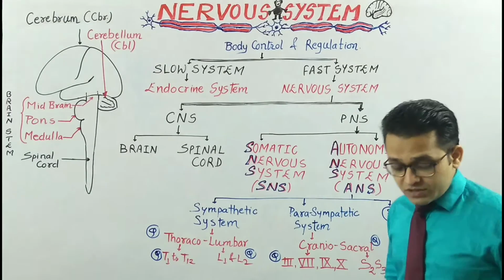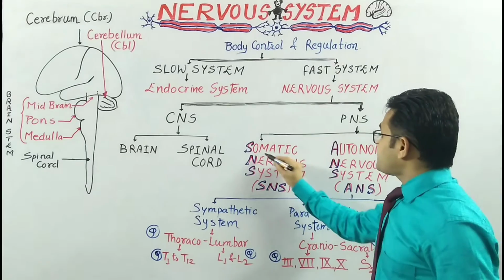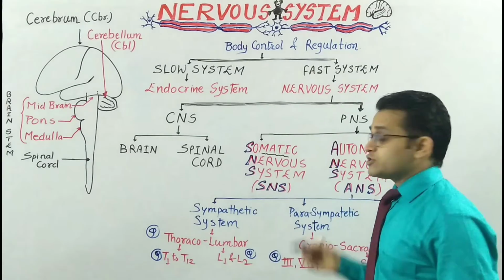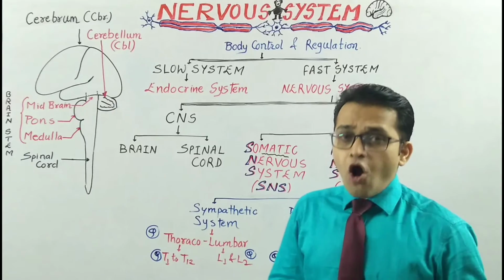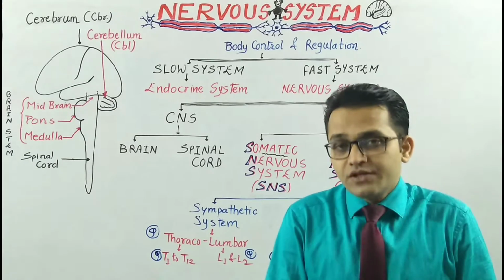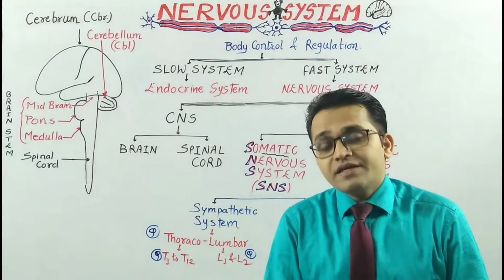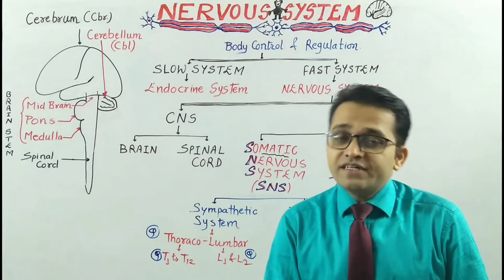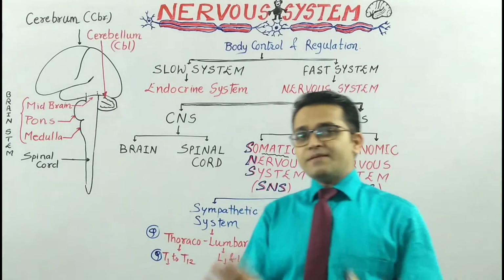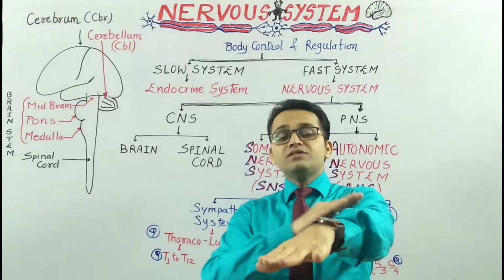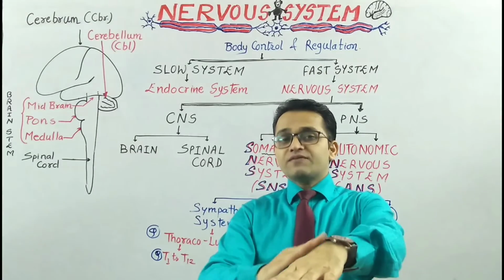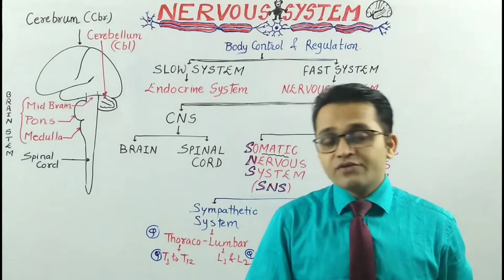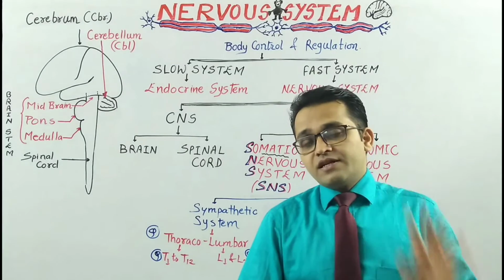What is the somatic nervous system? What is the meaning of somatic? Somatic means body surface, or arising from the somites. We will study this somite part in our embryology in detail. But what you have to remember, in simple language, is that somatic comes from soma, meaning body surface area. Actually, these are derivatives of the somites in general language.